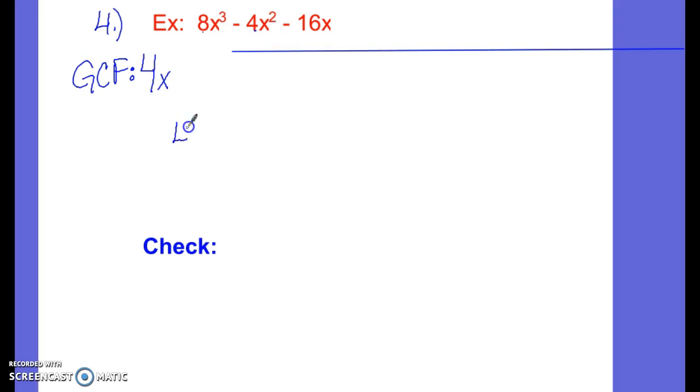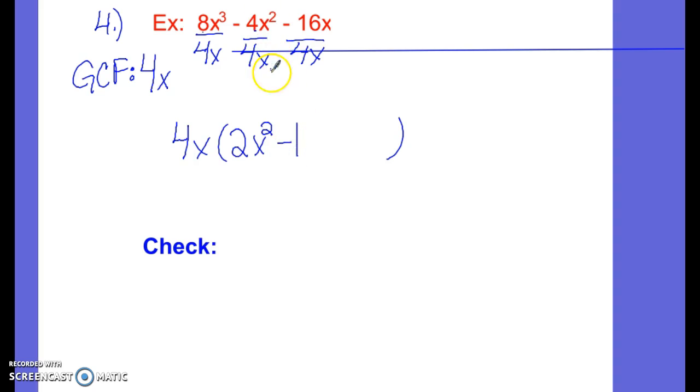So I'm going to take my GCF, 4x, times my leftovers. So let's find our leftovers. Divide by 4x, divide by 4x, and divide by 4x. 8 divided by 4 is 2. X cubed divided by x is x squared. Negative 4 divided by 4 is negative 1. X squared divided by x is x. Negative 16 divided by 4 is negative 4. And the better way to write this would be 4x times the quantity 2x squared minus x minus 4.